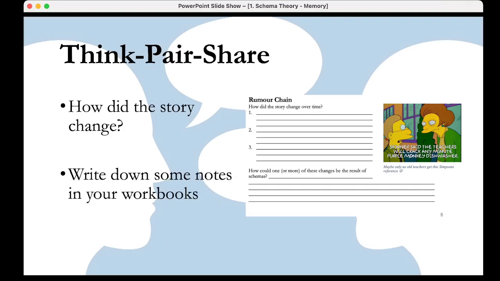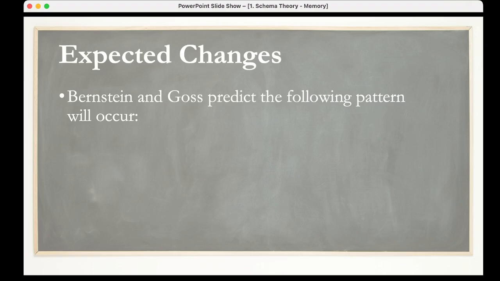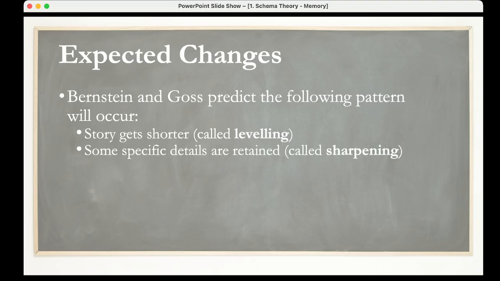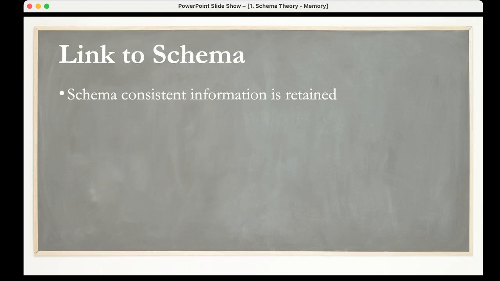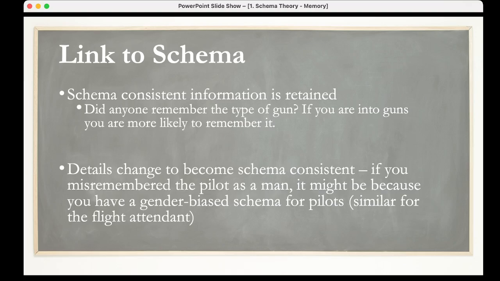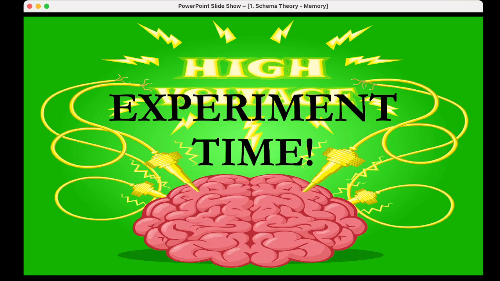Okay, and then there's space in the workbook for them to write down some notes and a classic Simpsons reference, just for good measure. Bernstein and Goss, right? So they predicted the story would get shorter, which in schema terms is leveling. Some specific details were retained, called sharpening, and what we're looking at with assimilation is the details might change, and we can look at this with schema theory. So sometimes someone might change the information to become more schema consistent, so if they change the gender of the pilot to be a male, for example, or the flight attendant to be a female. Be interesting to see what happens in your classes.